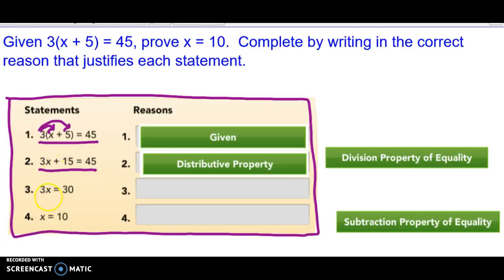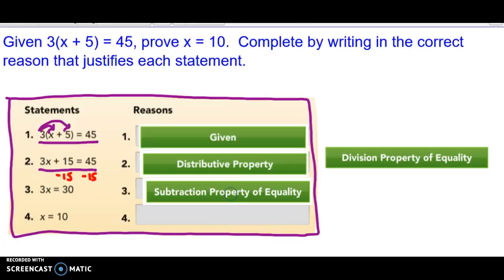In our third statement, now we're saying that 3x equals 30. So we need to think, how did I get from step 2 to step 3? I still have a 3x over here, but now I've got a 30 instead of a 45, and I don't have this 15. So what we did was we subtracted 15 from both sides. So because we subtracted 15 from both sides, we can use the subtraction property of equality, which says that if I subtract the same number from both sides, my equation remains equal.